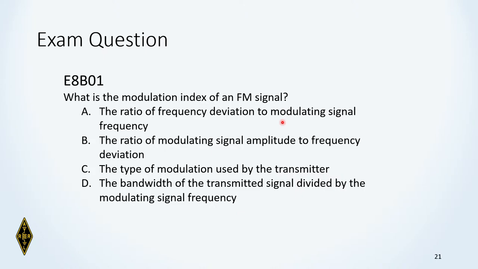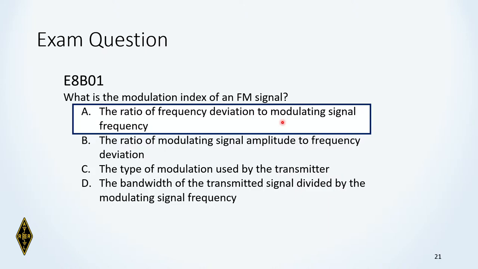What is the modulation index of an FM signal? So we had two flavors. We had modulation index and deviation ratio. Ratio of the frequency deviation to the modulating signal frequency. That's correct. So that's a definition, something you might be able to find a trick to remembering.